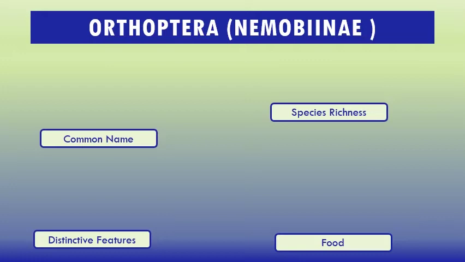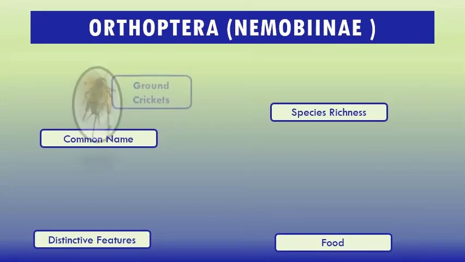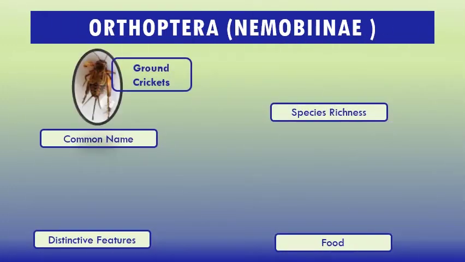Now subfamily Nemobinae, common name ground crickets. Ground crickets look like regular crickets except for their smaller size. Ground crickets are not as well known as the field crickets, probably because of their size. Ground crickets are attracted to lights, and very large numbers may be present on the pavements, under the street lights and store lights in the early night.